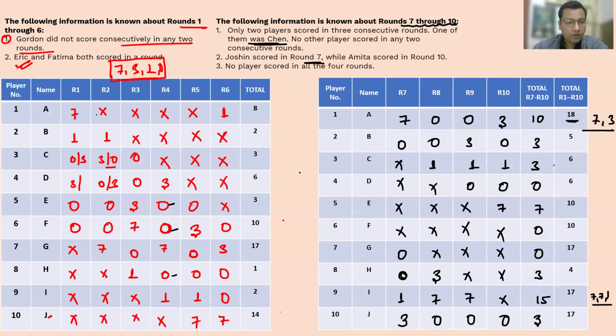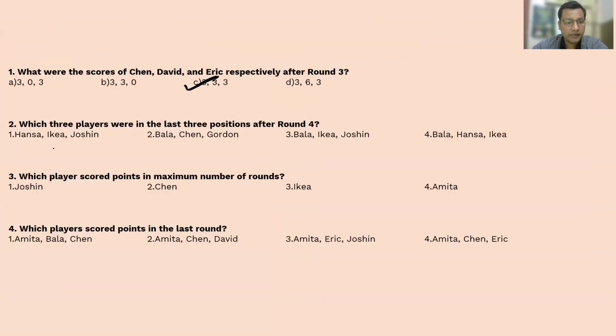After round 4, A has 7, B has 2, C has 3, D has 3. This will be 0. E has a 3, F has a 7, G has 1, 2, 3, 4, 14, H has 1, I has 1, and J. So the answer will be H, I, and J.